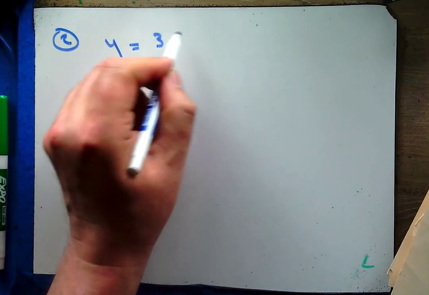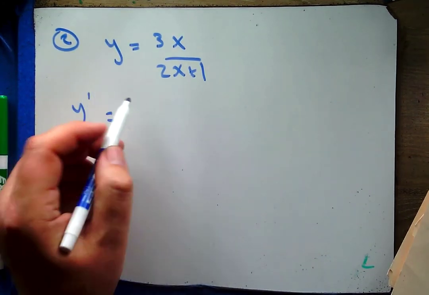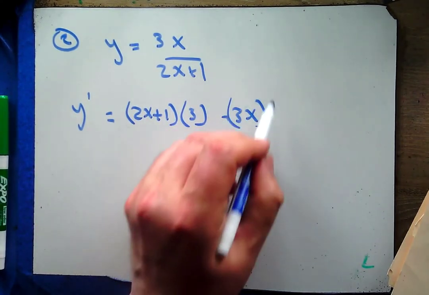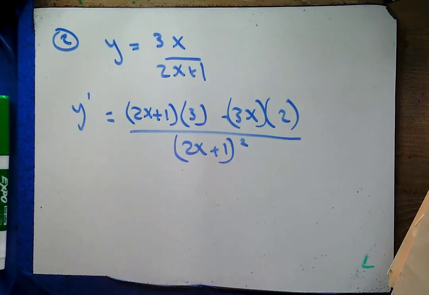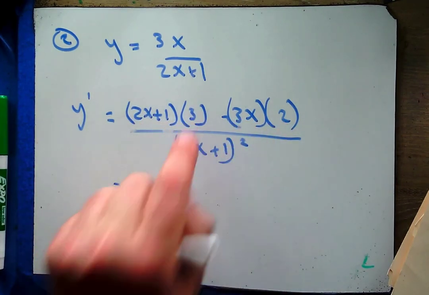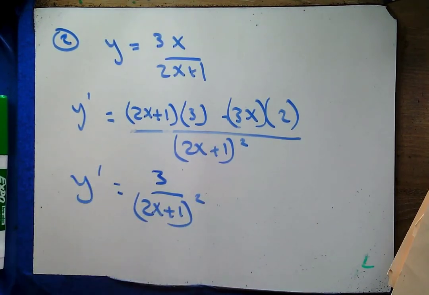Okay, number 2. On station 8, y equals 3x over 2x plus 1. That's definitely quotient rule. Low d high minus high d low all over low squared. And if I tidy this up on top, here's a minus 6x, here's a plus 6x, and plus 3. It just comes down. This would be fine. Though, if it were a multiple choice question, this would be your answer.